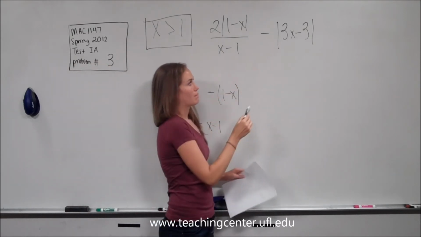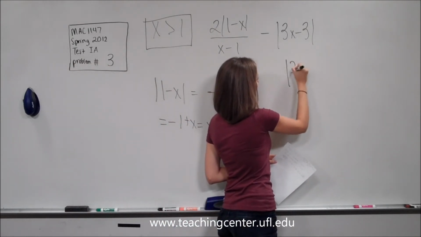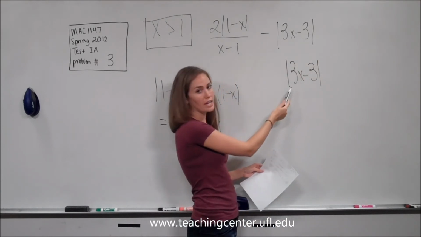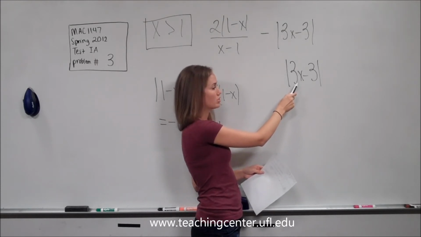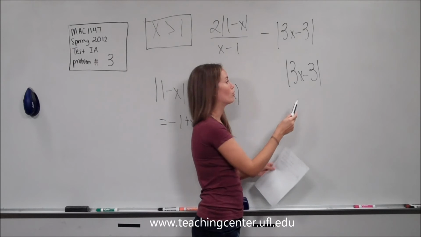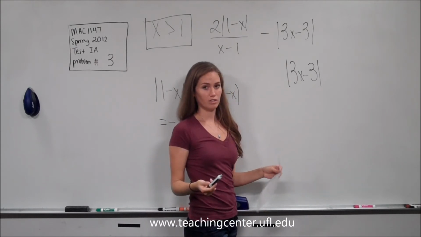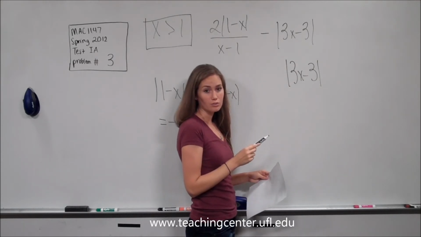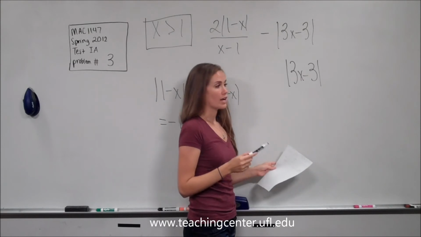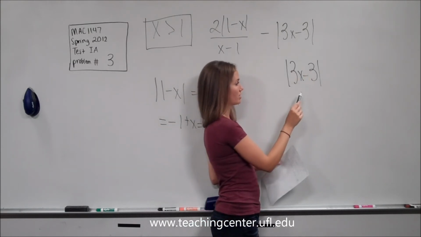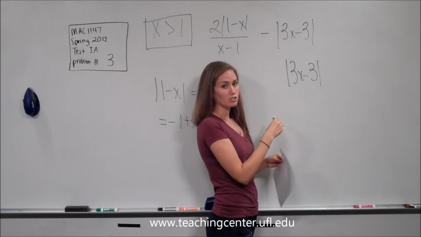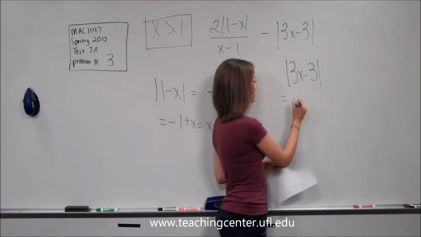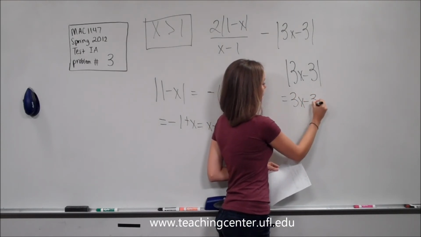Now we need to get rid of these absolute value bars. So we have 3x minus 3. And if x is greater than 1, say x equals 2, we have 3 times 2, which is 6, minus 3. So we'll have 3 in our absolute value bars, which is positive. Inside this absolute value bar, it's always going to be positive because our x is greater than 1. So no matter what x value greater than 1 you plug in, this will always be positive. And if it's always positive, then we can just drop the absolute value bars. So the absolute value of 3x minus 3 is just equal to 3x minus 3.